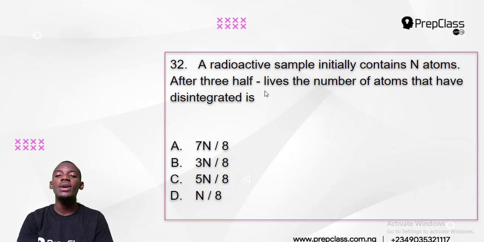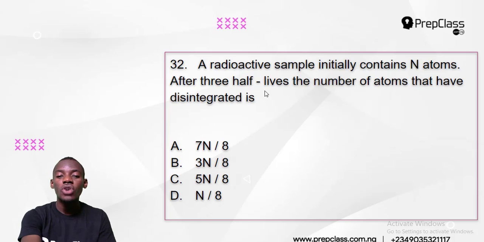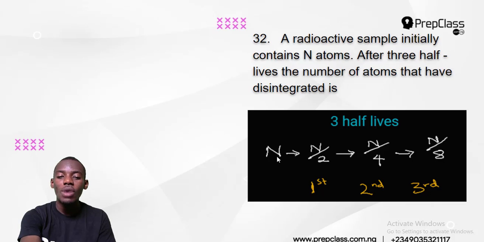A radioactive sample initially contained N atoms. After three half-lives, the number of atoms that have disintegrated is what? Do you think it is A, 7N over 8, or 3N over 8, or 5N over 8, or N over 8? Whenever you hear the word radioactive half-life, and it went through 3 half-lives, and it was initially N, what you have to do is as simple as a basic question. Just look at what I did there. This is what you have to do.